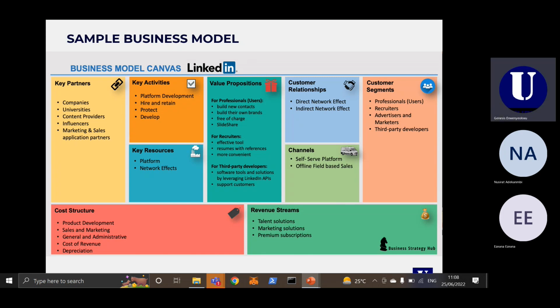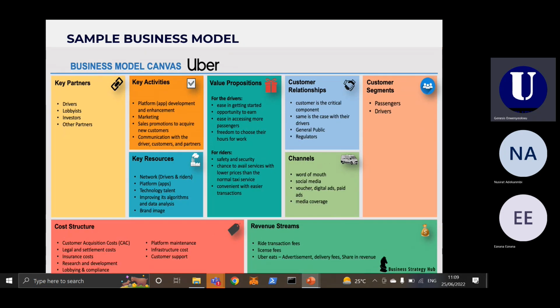Some of the key resources of LinkedIn are their platform, which is their solution, and also their network. The cost structure, what are the things that are going to incur costs for LinkedIn? Product development, developing their platform, sales and marketing, general and administrative costs, cost of revenue, and depreciation costs. Taking a look at another business, which is Uber, their business model canvas.